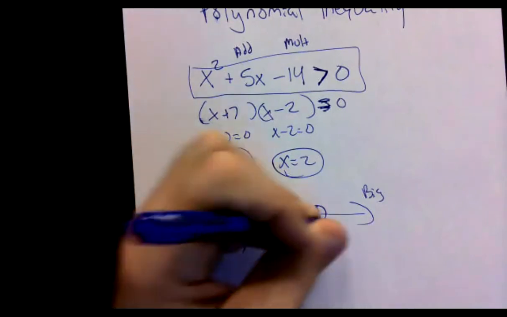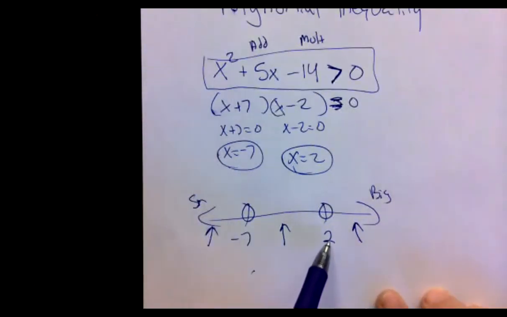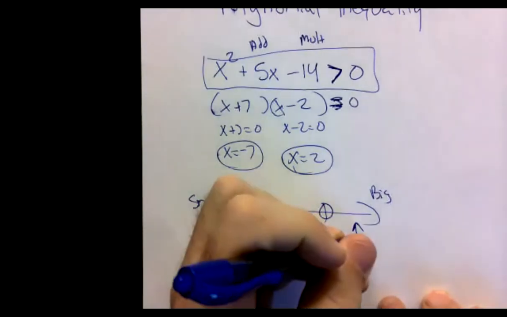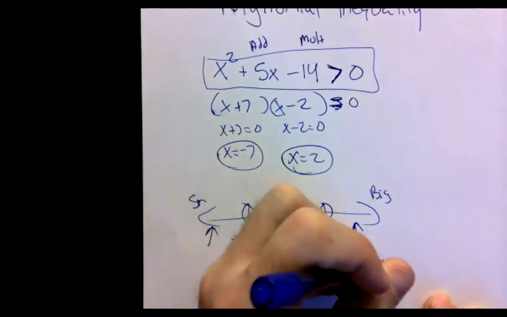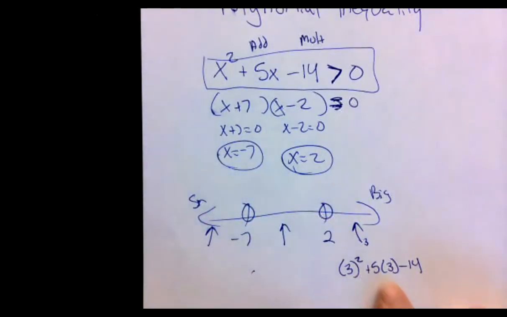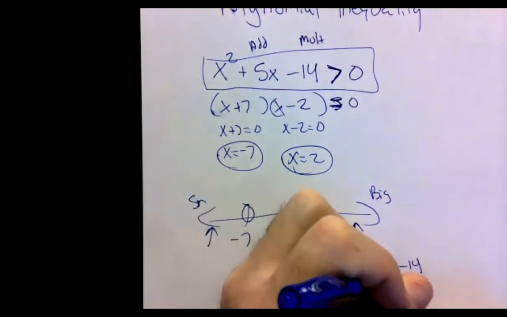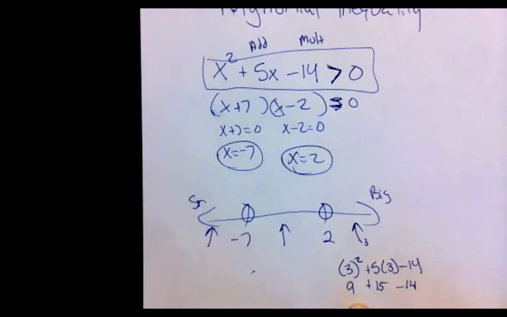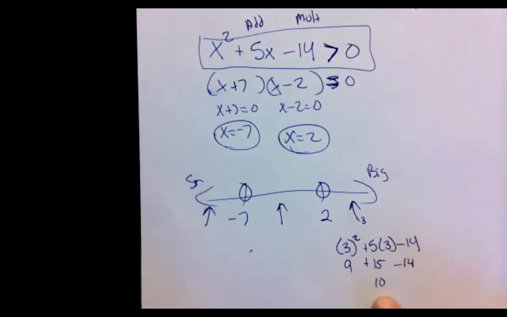And same, we're going to test these areas. And all we're looking for is positive or negative. To do so, again, we just plug it into our original function. So if I pick a number bigger than 2, like 3, plug it in. Okay, so 3 squared plus 5 times 3 minus 14. 3 squared is 9. 5 times 3 is 15. So 9 plus 15 is 24. 24 minus 14 is 10. The actual number doesn't matter. I just need to know that it's positive.